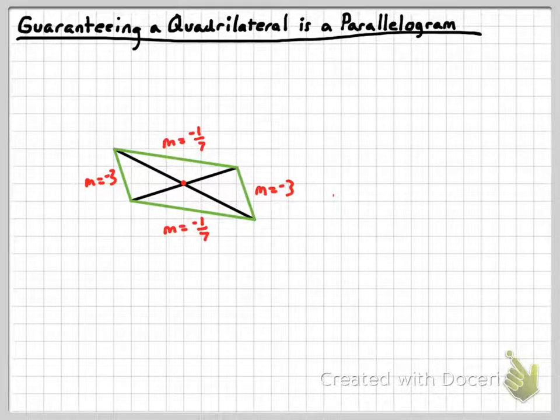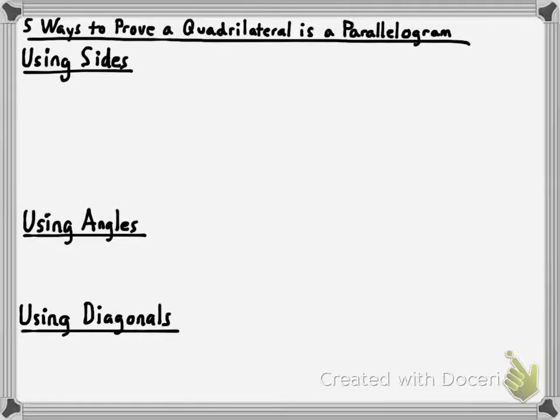Now let me summarize what I'm trying to teach you here. It turns out that there are 5 ways that you can guarantee a quadrilateral is a parallelogram. 3 of those ways use the sides of the parallelogram, 1 uses angles, and 1 uses diagonals, and all of these things that I'm about to teach you are related to the properties of parallelograms that you learned in section 8.2.